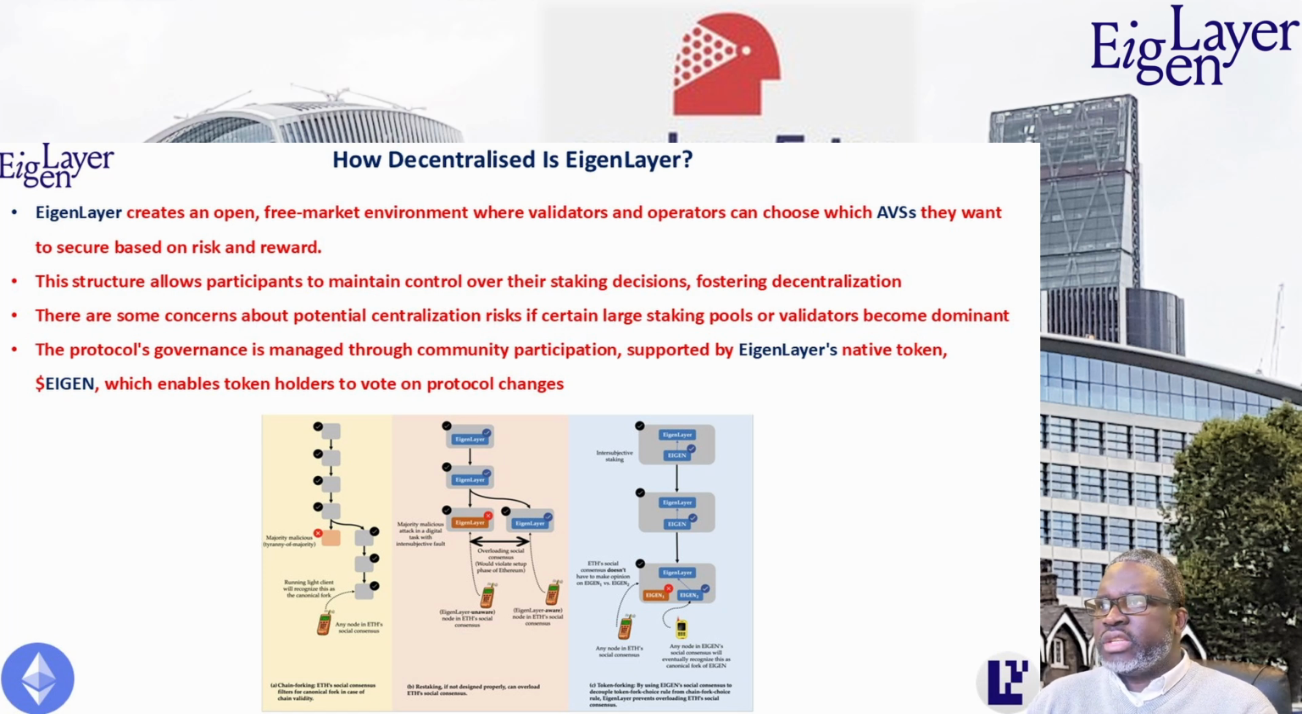However, like many decentralized networks, there are some concerns around potential centralization risks if certain large staking pools or validators become dominant. Despite this, the protocol's governance is managed through community participation supported by EigenLayer's native token, ticker symbol EIGEN, which enables token holders and stakeholders to vote on protocol changes.